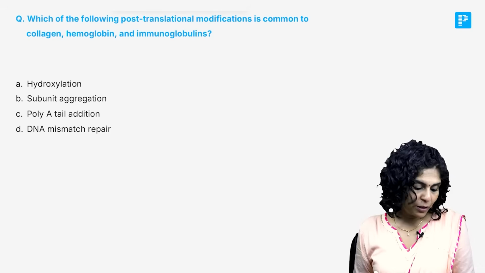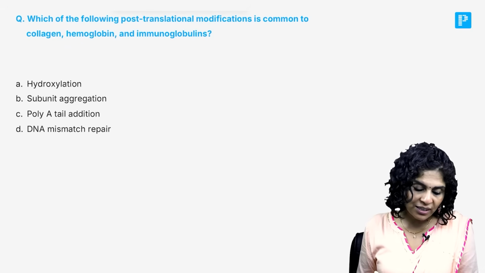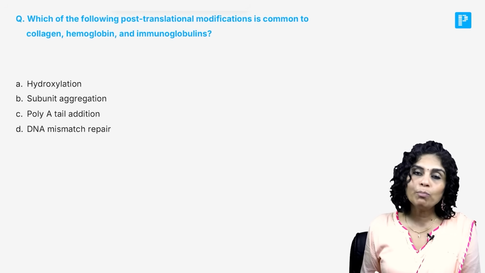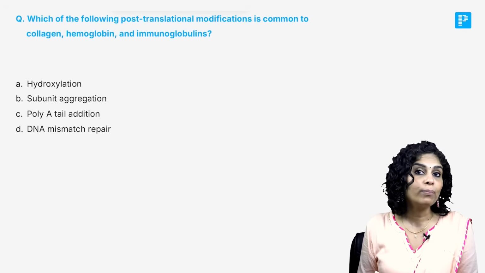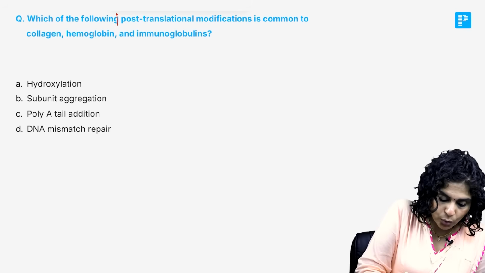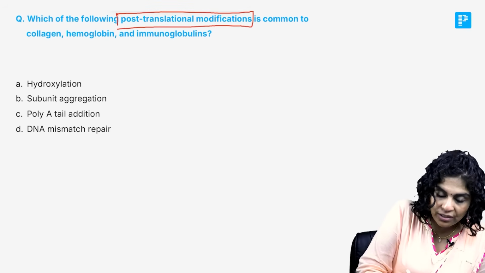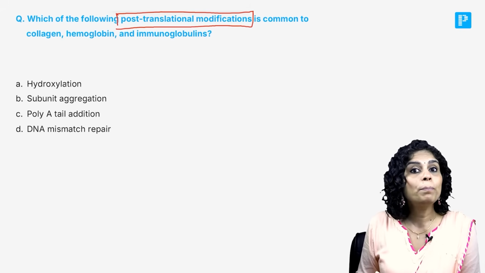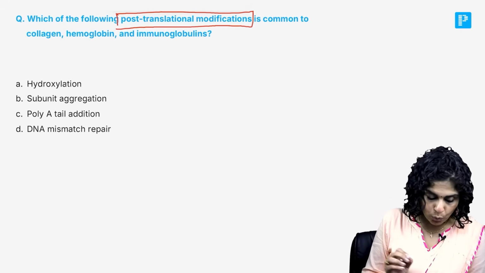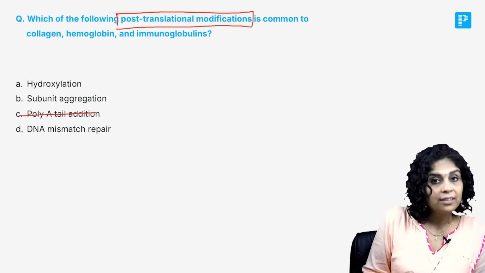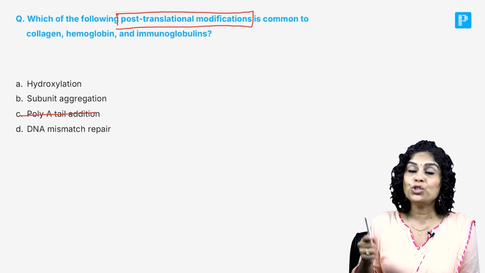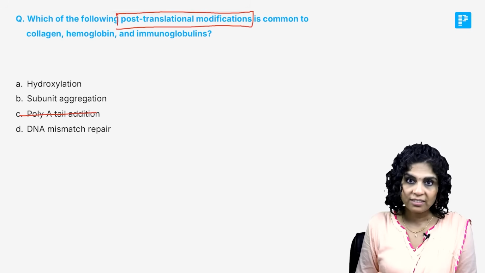This is a very simple question. Which of the following post-translational modifications is common to collagen, hemoglobin and immunoglobulin? So please remember, the question is about post-translational modifications. What are the choices that you can exclude based on this term? I would exclude poly-A tail addition. Because what is poly-A tail addition? That is a post-transcriptional modification.